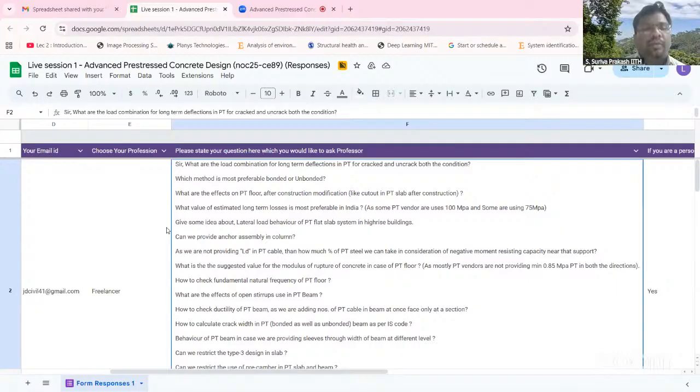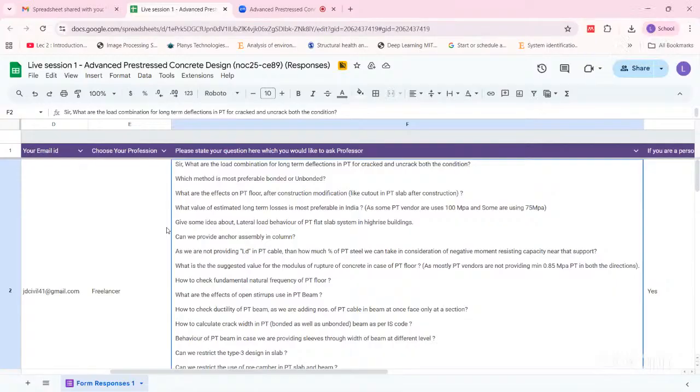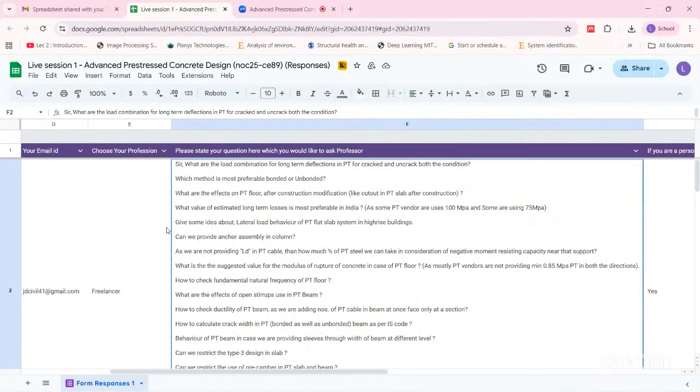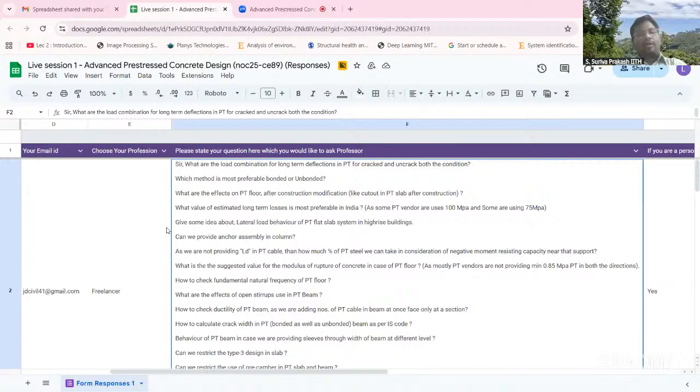Next is what? The effects of open stirrups used in PT beams. Can you elaborate more on that? Yes, sir. For the PT beam case, the beam detailing of the stirrups is only U-shaped, not closed stirrups. The stirrups are open from the top, so they can easily profile the cable. After profiling the cable, they provide an additional link on top. I see. But still, they're providing the link, right?